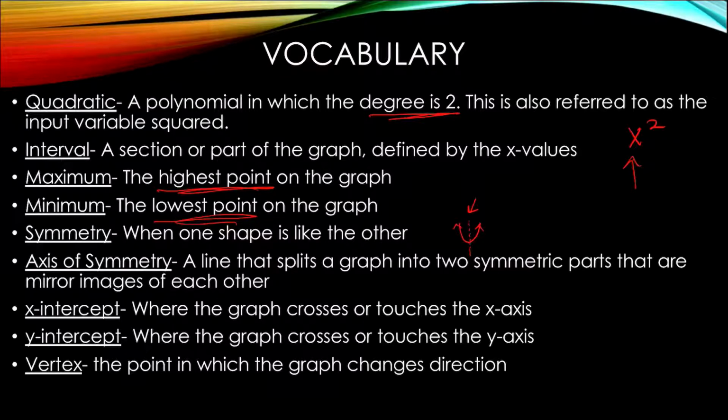If I have an x-intercept, it's where the graph crosses or touches the x-axis. The y-intercept is where the graph crosses or touches the y-axis, where the vertex point is the point in which the graph changes direction. If we went up here, it'd be that bottom point.